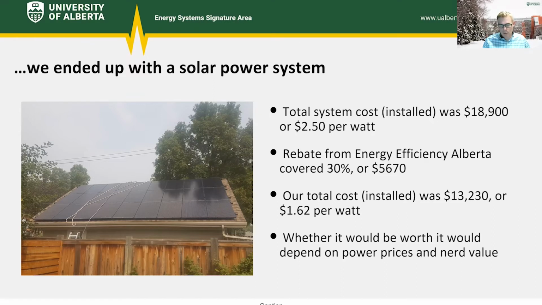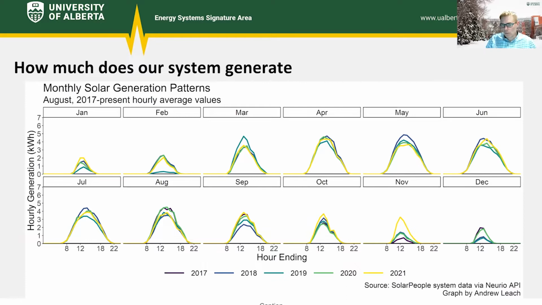And so now we're essentially taking a big bet on a larger energy system, which is Alberta's power market, because our return on that $13,230 is going to depend on what happens with electricity prices, contracts, and a little bit about how our market works overall. And so let's start with some basics.